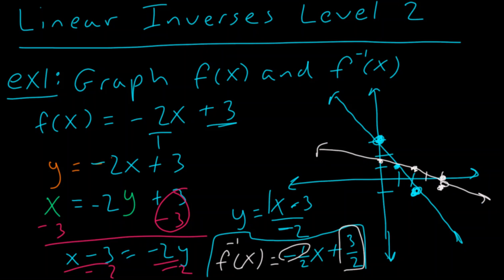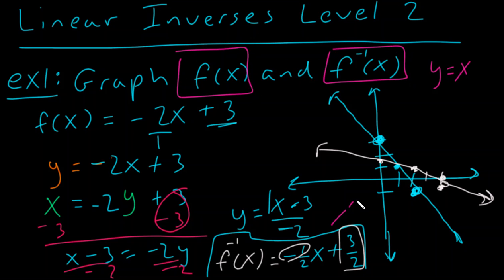Okay, now more or less though, I want you to see something. Whenever you are graphing f of x and f inverse of x, you should always notice something. That the line y equals x looks something like this. And notice how these two lines are reflecting across that line, and they both intersect on the line y equals x.